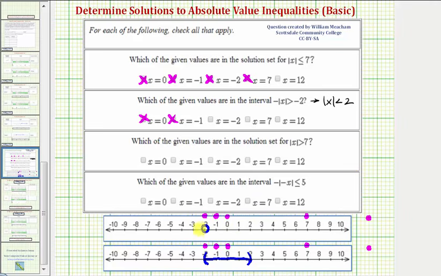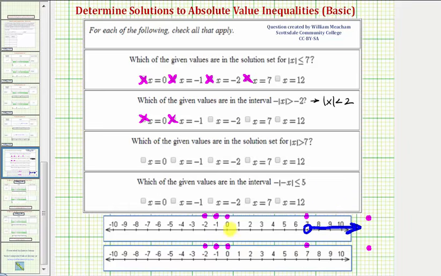Next question. Which of the given values are in the solution set for the absolute value of x greater than 7? So now we're looking for all the numbers on the number line whose distance from 0 is more than 7 units. So starting at 0, we'll go to the right 7 units. This endpoint is not in the interval because 7 is not greater than 7 units from 0. It's exactly 7 units. So we have an open point here, and then we graph to the right because we're looking for the numbers whose distance from 0 is greater than 7 units.